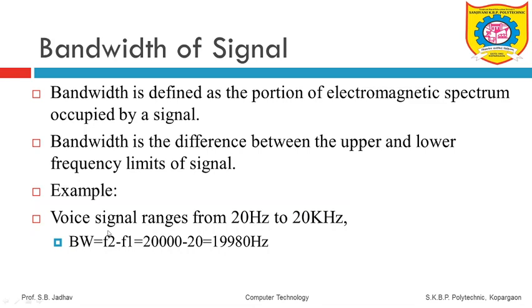For example, consider voice signals which range from 20 Hz to 20 kHz. To calculate the bandwidth for this voice signal, we can have a formula like this: bandwidth equals f2 minus f1. Here f2 means the higher frequency and f1 is the lower frequency. In case of voice signal, we have the upper limit as 20 kHz minus the lower limit, that is 20 Hz. So it will result in 19,980 Hz, which is the bandwidth of a voice channel or signal.